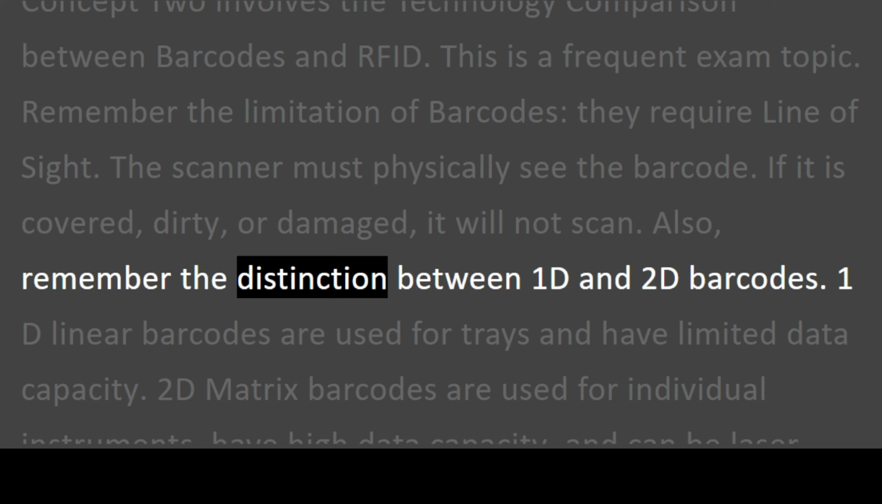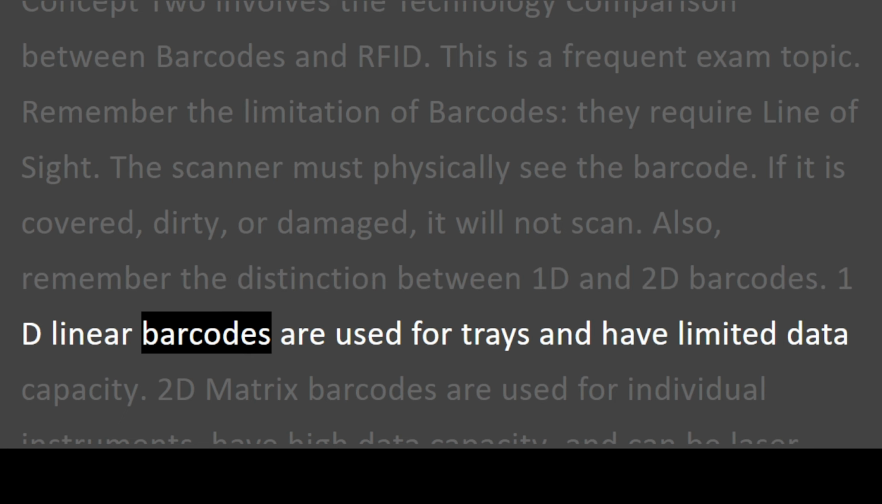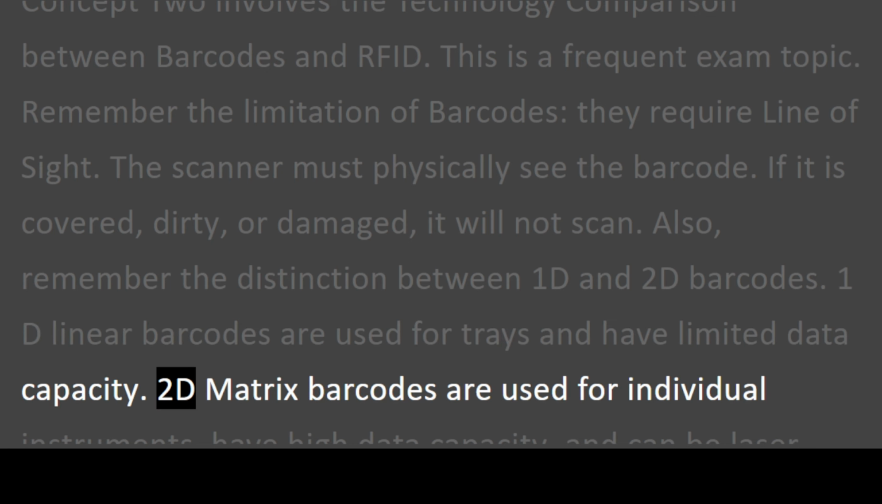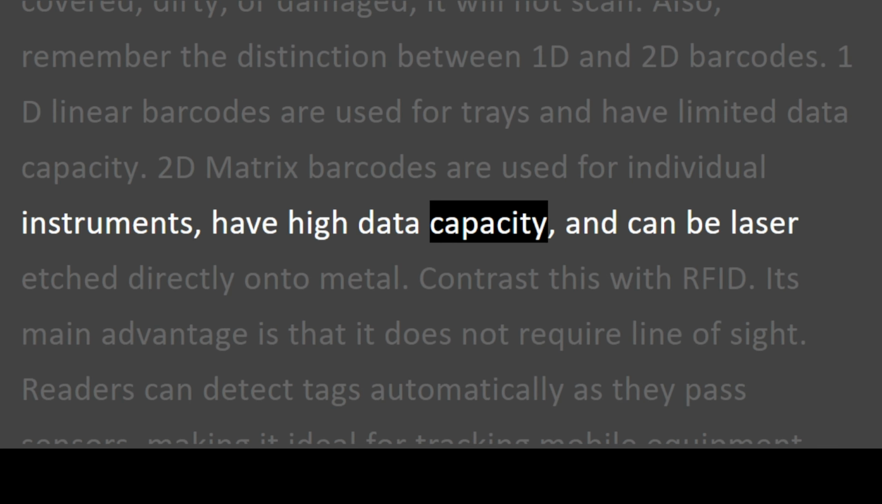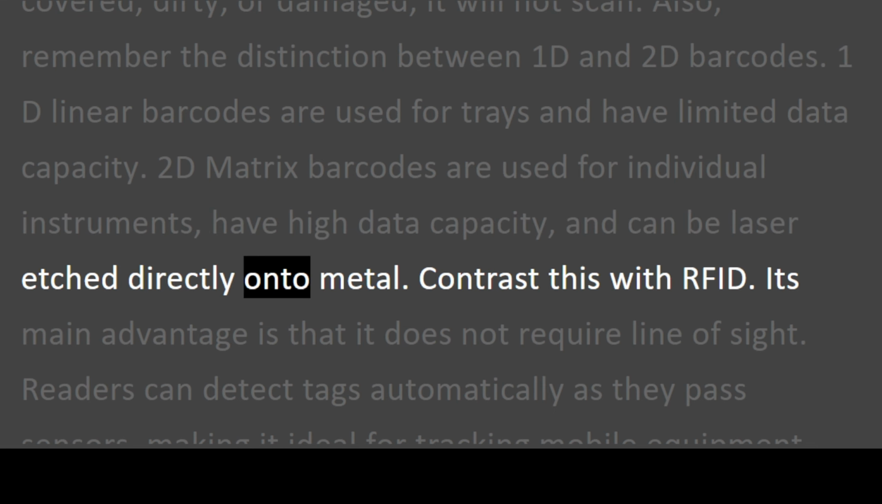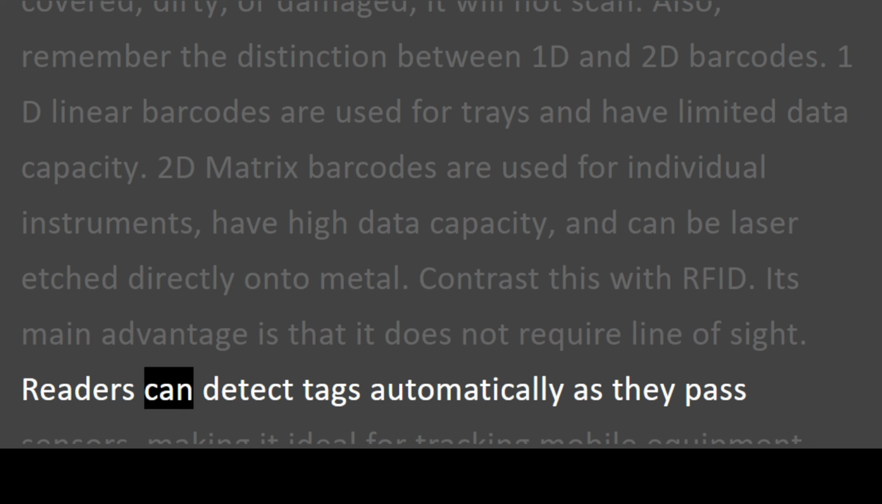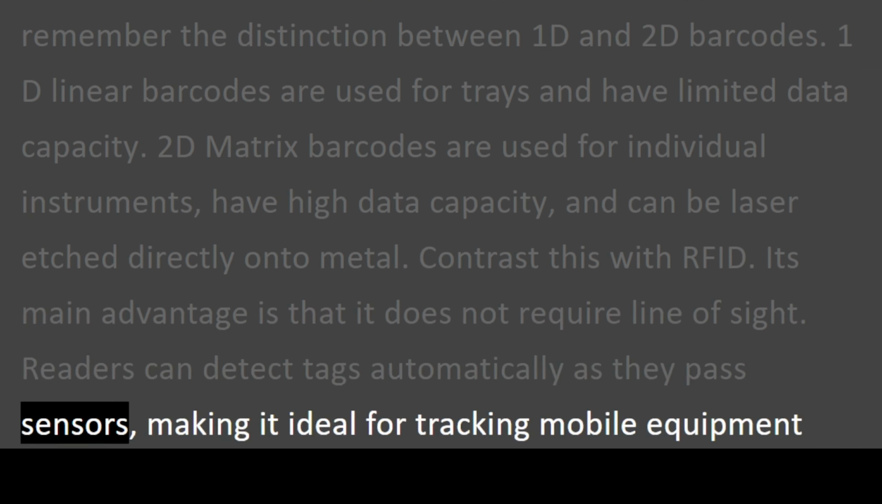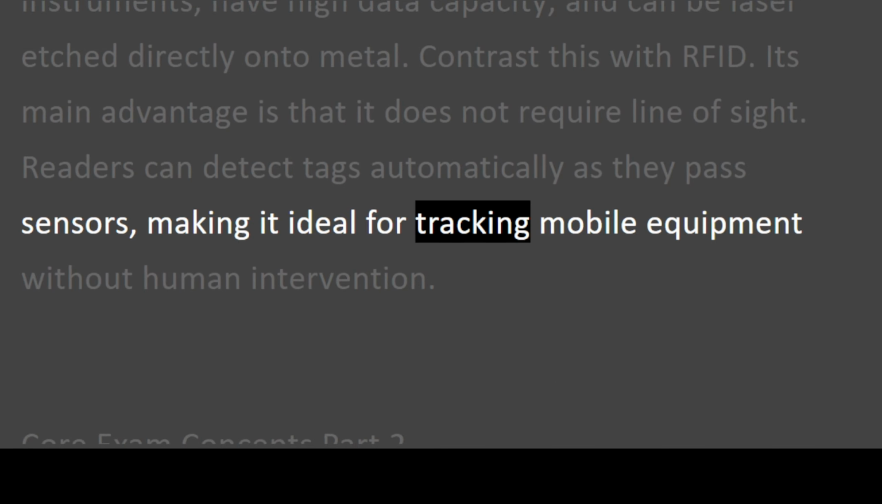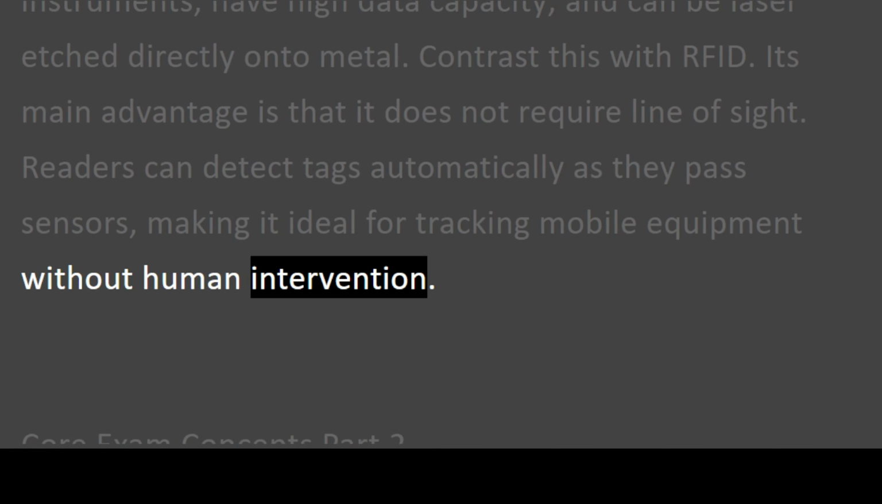Also, remember the distinction between 1D and 2D barcodes. 1D linear barcodes are used for trays and have limited data capacity. 2D matrix barcodes are used for individual instruments, have high data capacity, and can be laser etched directly onto metal. Contrast this with RFID. Its main advantage is that it does not require line of sight. Readers can detect tags automatically as they pass sensors, making it ideal for tracking mobile equipment without human intervention.